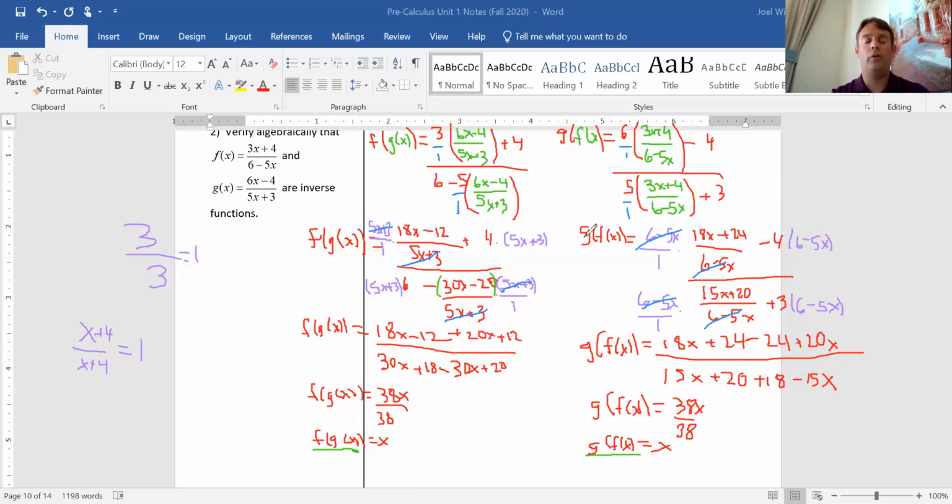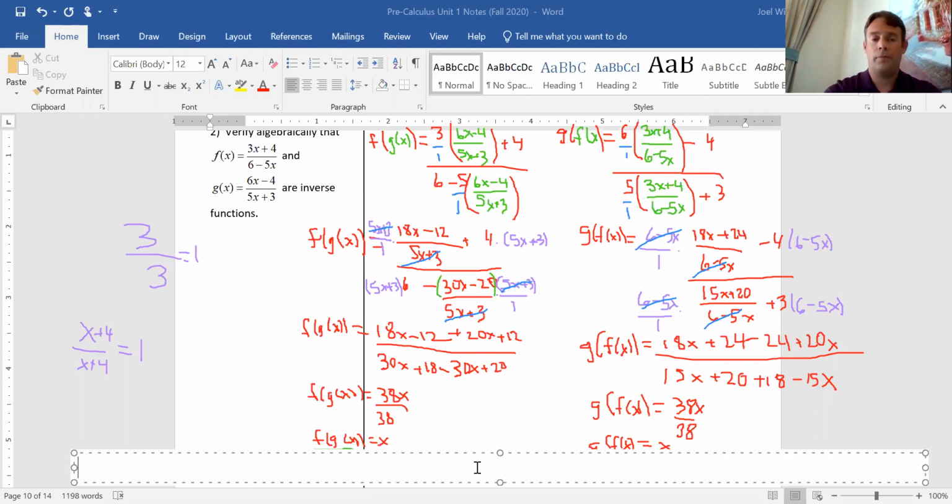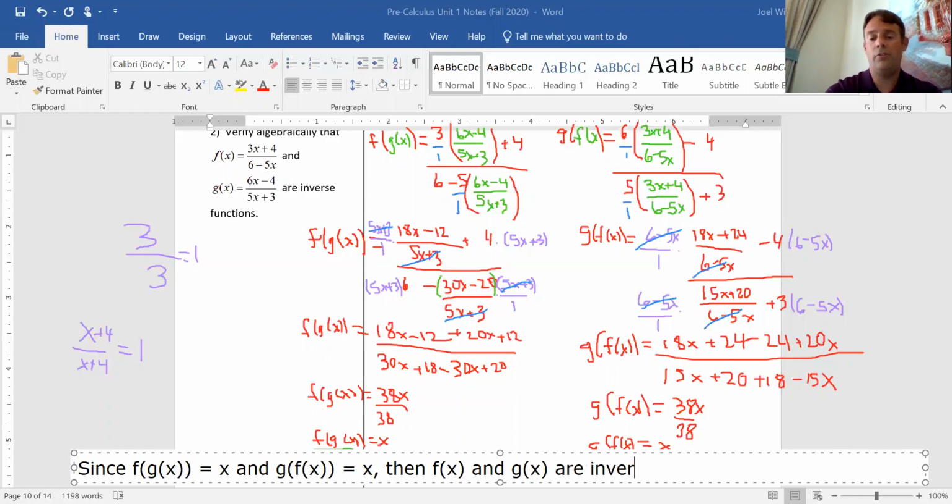We proved it. All right, pause the video again one more second and see if you guys can actually write the correct statement. Remember, make sure you don't have any pronouns. All right, here we go. f of g of x equals x. Got the important word here. Since f of g of x equals x, and g of f of x equals x, then f of x and g of x are inverses of each other. There we go.